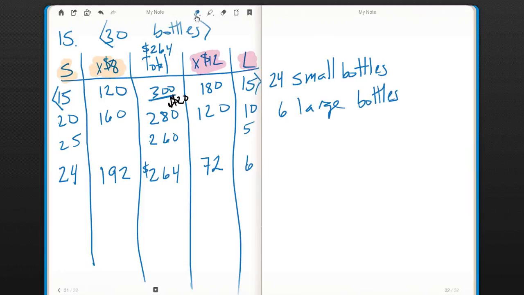The reason they said that is because I was thinking maybe I could do it all with big bottles, and I actually can't. If I used 22 large bottles, I would spend the right amount, but I wouldn't have 30 bottles, which is the requirement. So interesting that they put that in there. There's really only one answer.